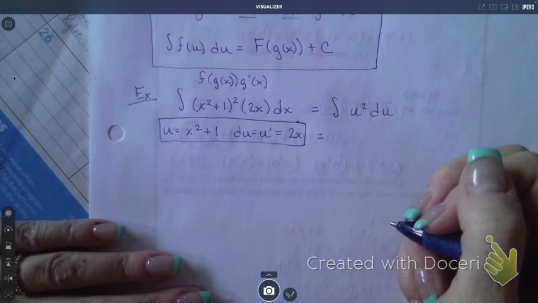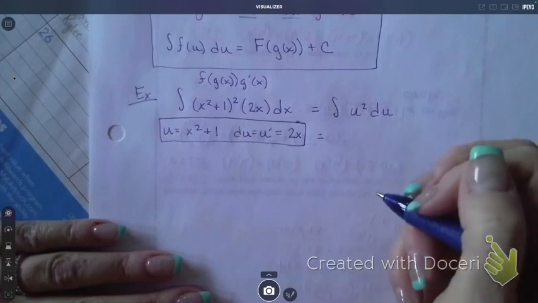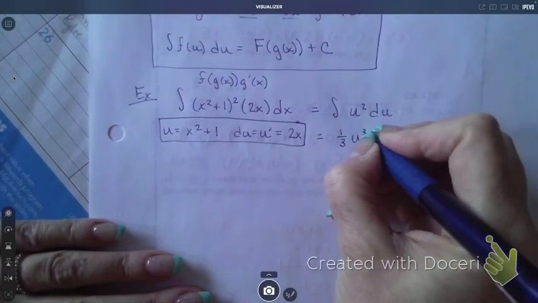U squared, or u? Just did it last week, guys. U cubed over 3. So 1/3 u cubed plus c.